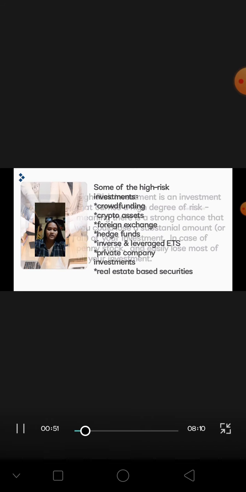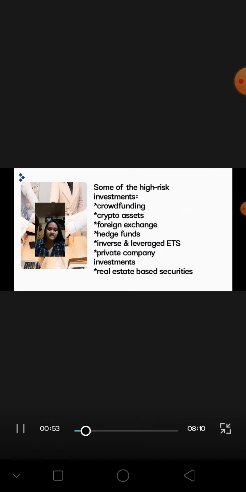In the case of penny stock, you can easily lose most or all of your investment. Here are some of the high-risk investments: crowdfunding, crypto assets, foreign exchange, hedge funds, inverse and leveraged ETFs, private company investments, and real estate-based securities.